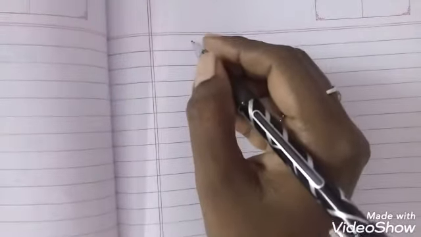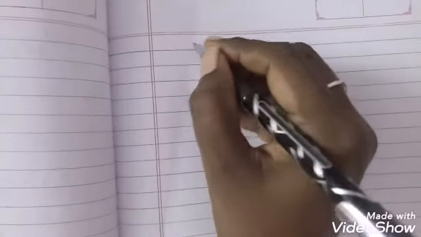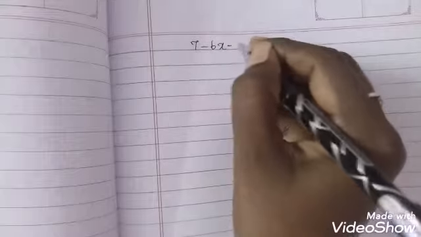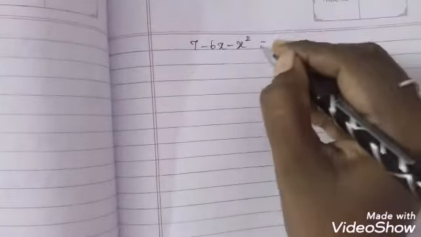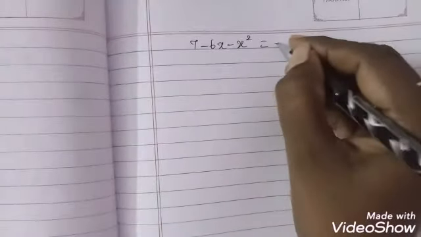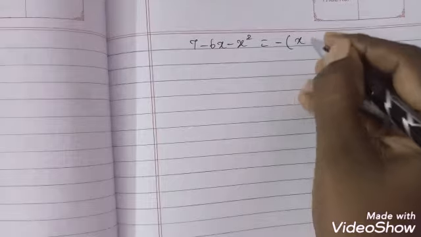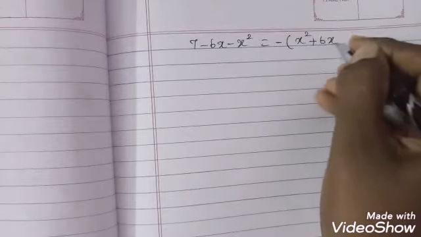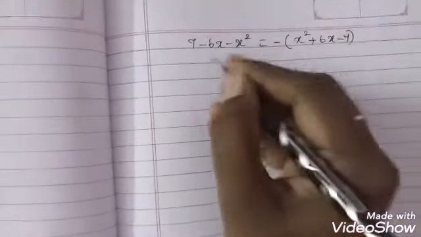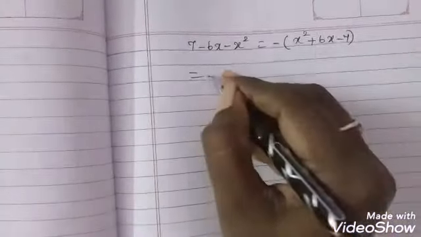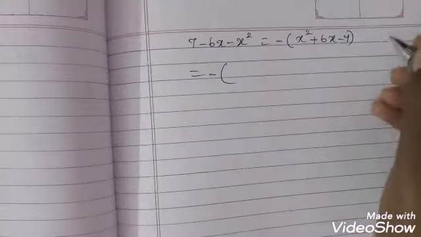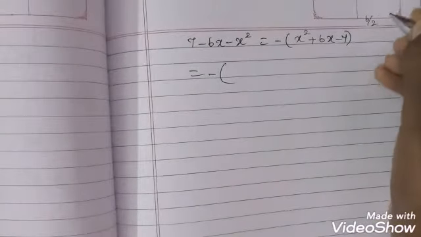So what's the equation you have here? It's nothing but 7 minus 6x minus x squared. I told you, you must write it in the complete square form. So first take your minus sign outside. So you're left with x squared plus 6x minus 7. Okay, so here we'll see how we can bring it to the complete square form. It's minus of, divide the coefficient of x, 6, by 2.